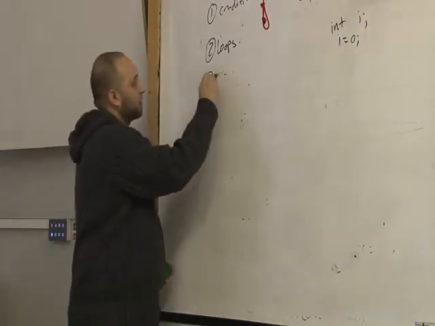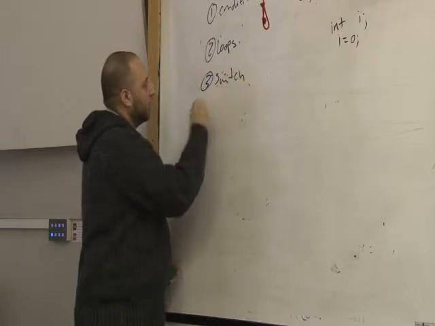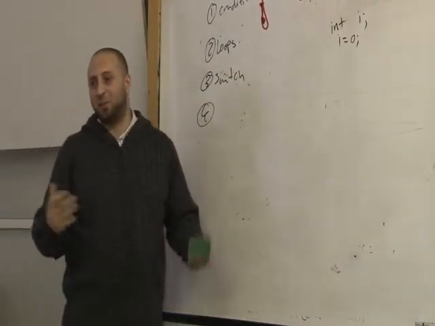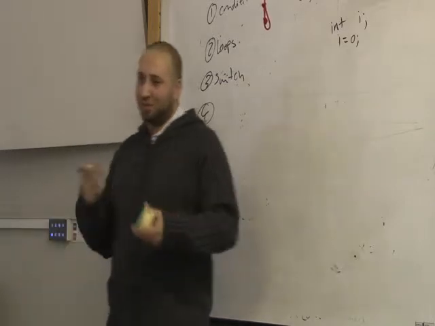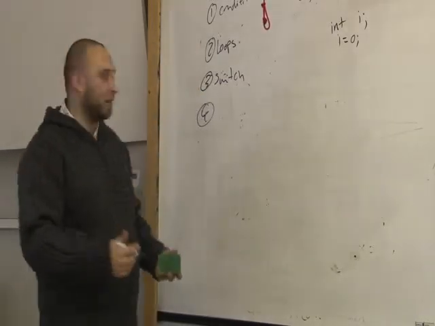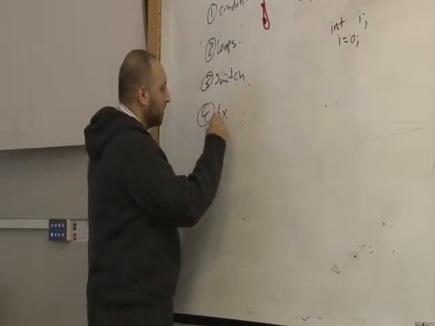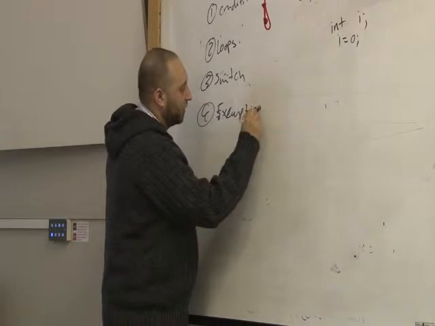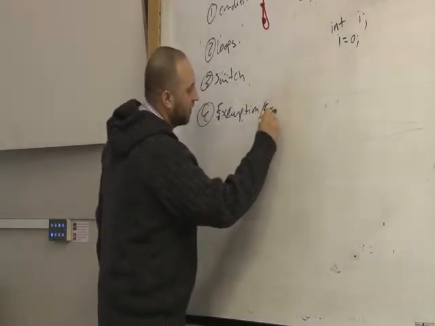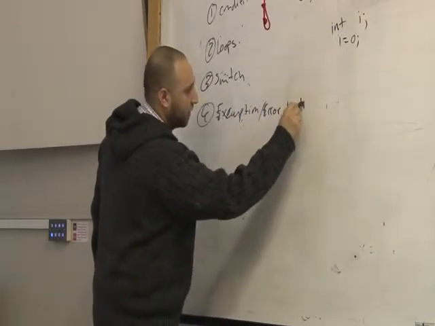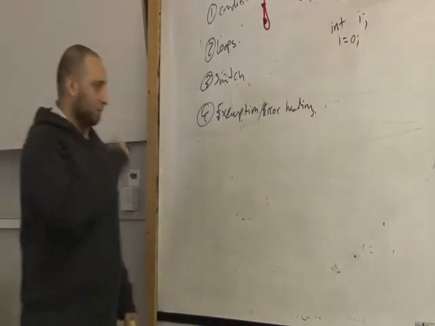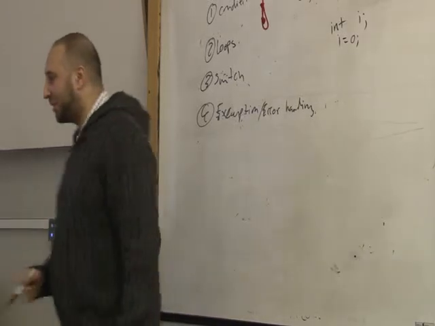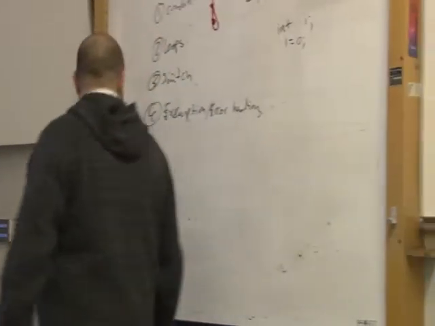So the third one we said was the switch, and the fourth is called exceptions, or in other words, error handling. So when you handle errors, like can't connect to the database. So this is called exceptions, or error handling. Right. So what's that all about? Let's put that here.